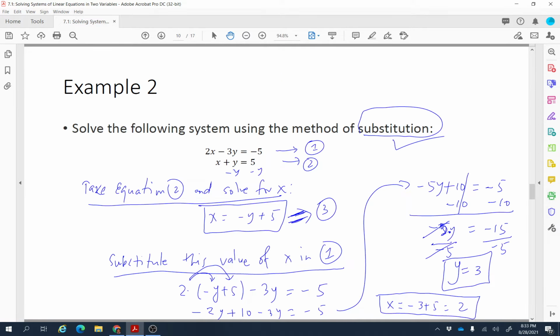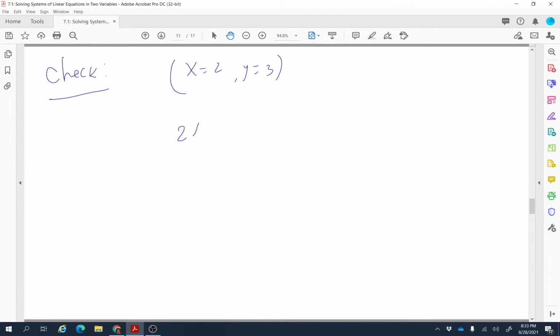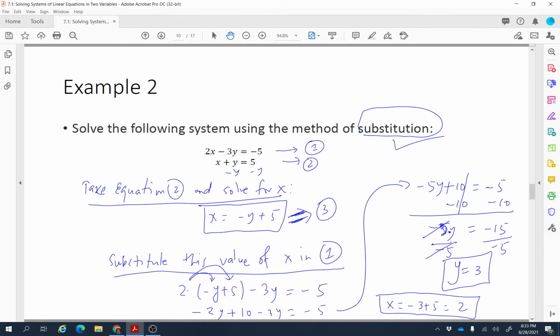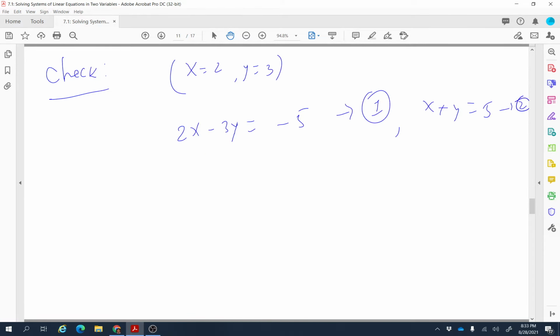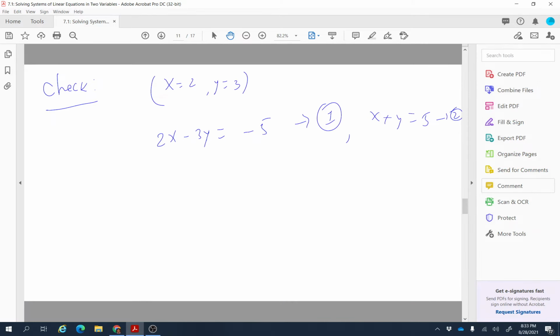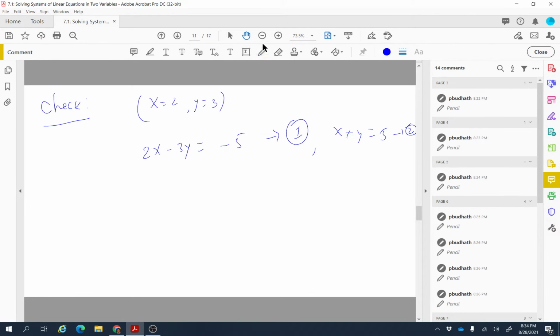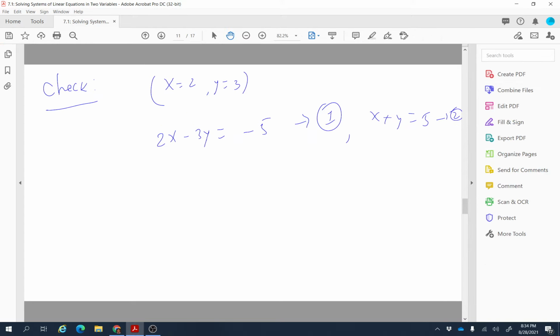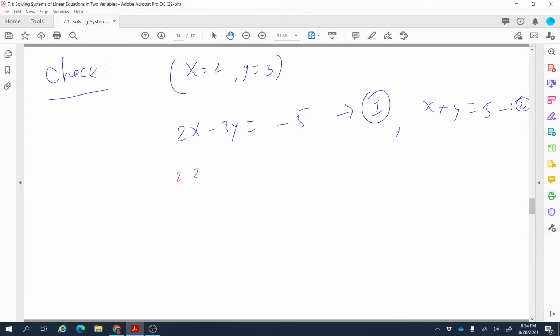So the system is, as you can see, 2x minus 3y equals negative 5. That's equation 1. And x plus y equals positive 5. That's equation 2. Now to check it, I'm going to just plug x equals 2 and y equals 3 into both of these equations. Let me just use a different color here. So x equals 2: 2 times 2 minus 3 times 3 equals negative 5. 2 times 2 is 4 minus 9 equals negative 5. Negative 5 equals negative 5. That's a true statement. So there is no problem with the first one.